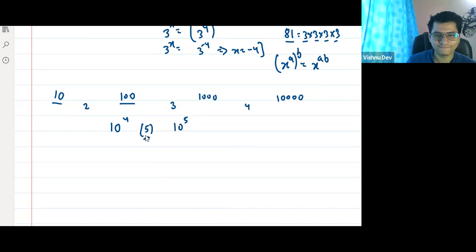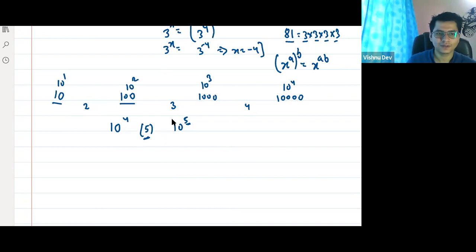10 is 1, 100 is 2, 1,000 is 3, 10,000 is 4. So it is this power, because 10 is 10 power 1, 100 is 10 power 2, this is 10 power 3, and this is 10 power 4. Clear?